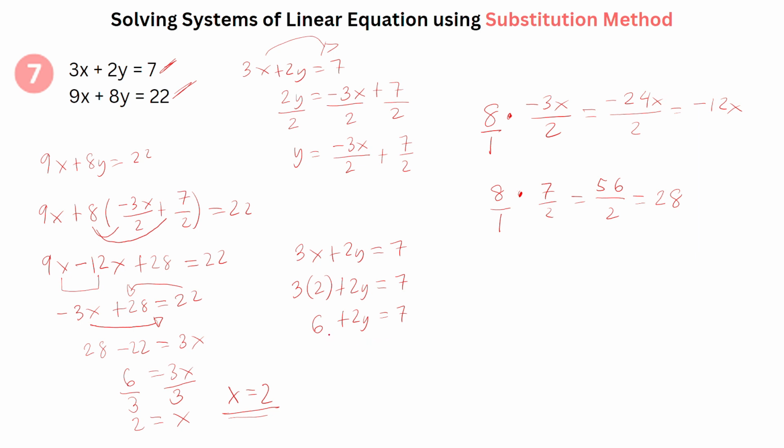So I have to transpose the 6 to the right side. So 2y is equal to 7 minus 6, right? And then now we have 2y is equal to 1. How do you solve for y? Divide this by 2, divide this by 2.